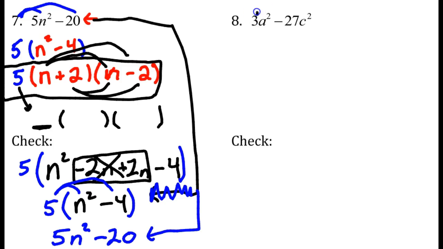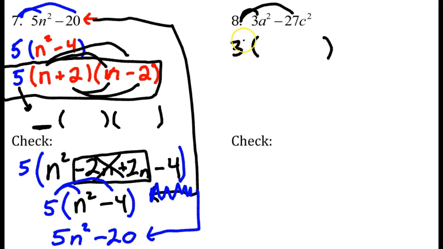So what can we take out from both of these? What can we factor out? Yeah, they each have a factor of 3. So remove a 3. This is just the reverse of the distributive property, which is called factoring. GCF, greatest common factor. What's the biggest number that goes into 3 and 27?